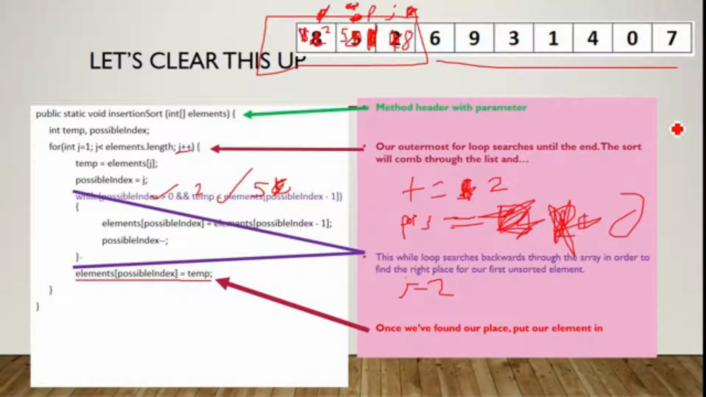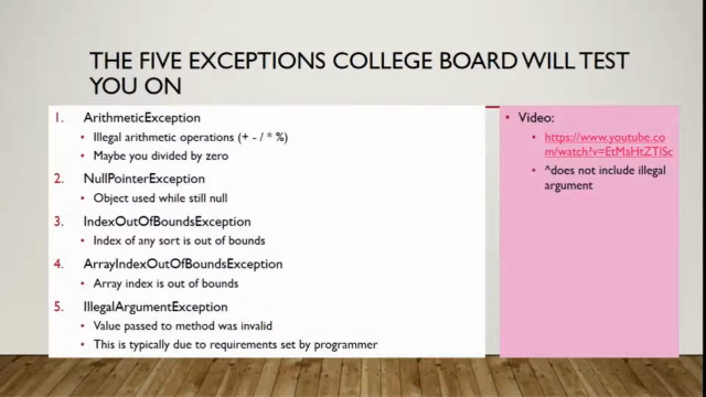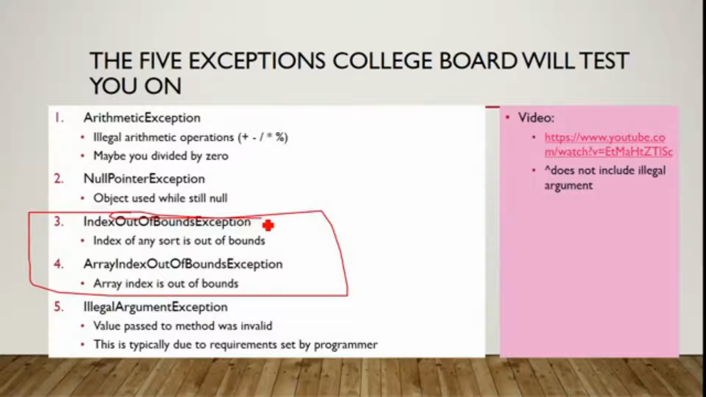Okay, so these are the 5 exceptions that College Board will test you on. We're going to skip these 2 here, because honestly you've seen them a lot, and I think you can remind yourself what they mean just by reading them. Arithmetic exception, you can see here, is anything that would be illegal. Null pointer, I'll show you again. And illegal argument I have in a separate video. I felt like the explanation for that one was going to go on a bit long.